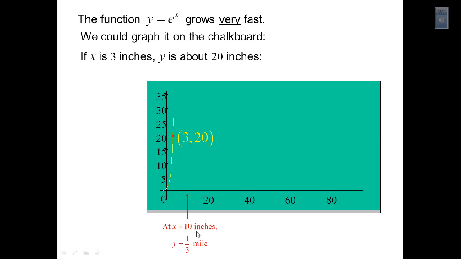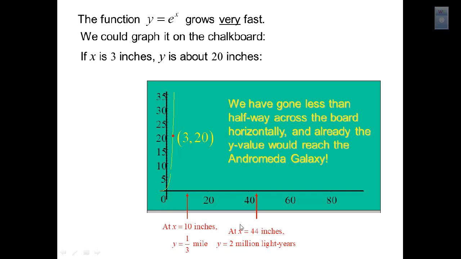Well, not only that, but at 44 inches, the y value would be 2 million light years. Now, we've gone less than halfway across the board horizontally, and already the y value would reach the Andromeda Galaxy. That gives you an idea of just how fast this thing grows.